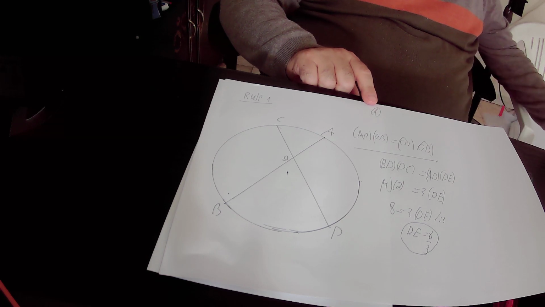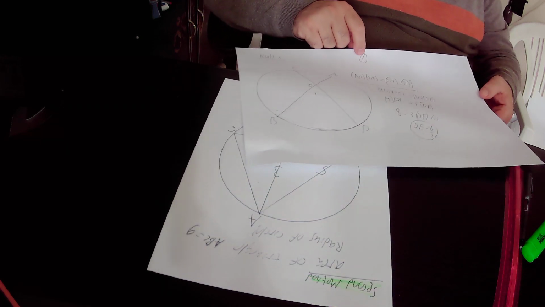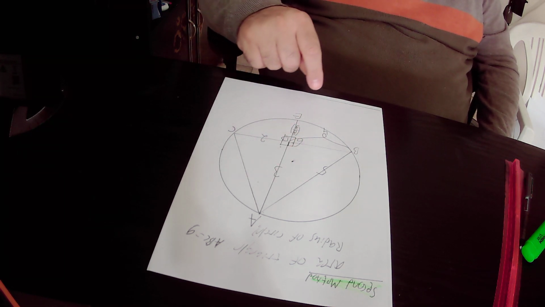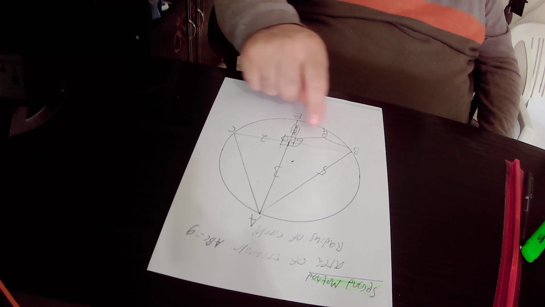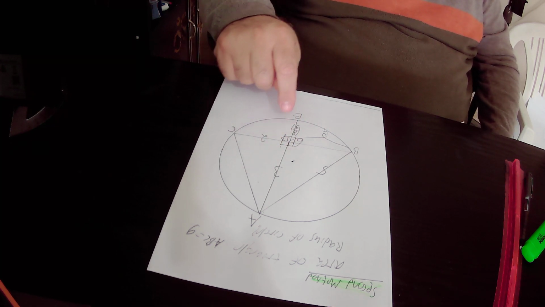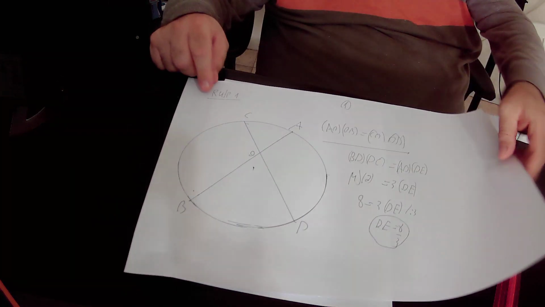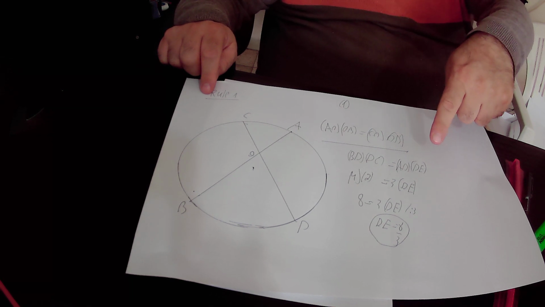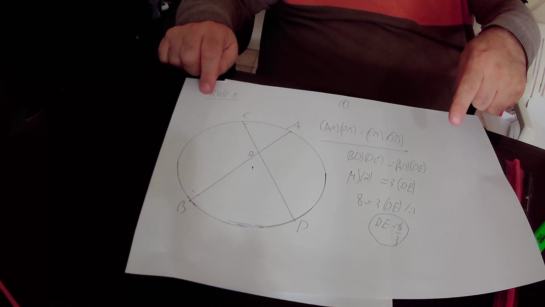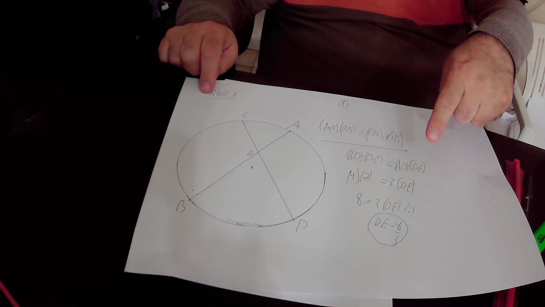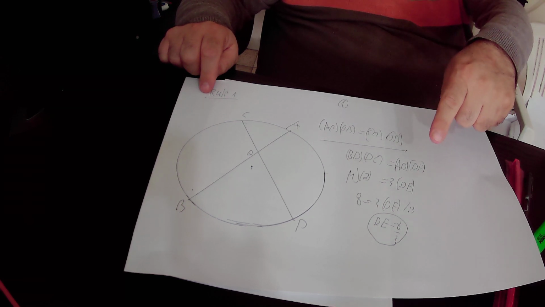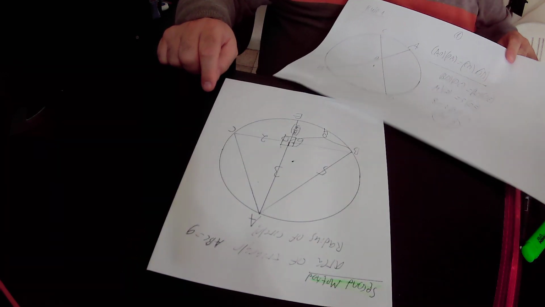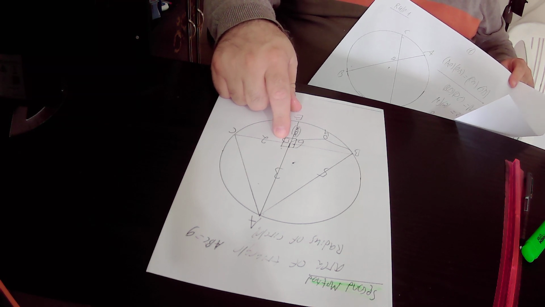Actually, we can implement rule number 1 in our drawing, because in our drawing chord BC intersects with chord AE at point D, therefore BD times DC equals AD times DE. BD is 4, DC is 2, AD is 3, and DE is the missing line segment. So 4 times 2 is 8, and 8 equals 3 times DE. We divide this equation by 3 and find that DE equals 8 over 3.